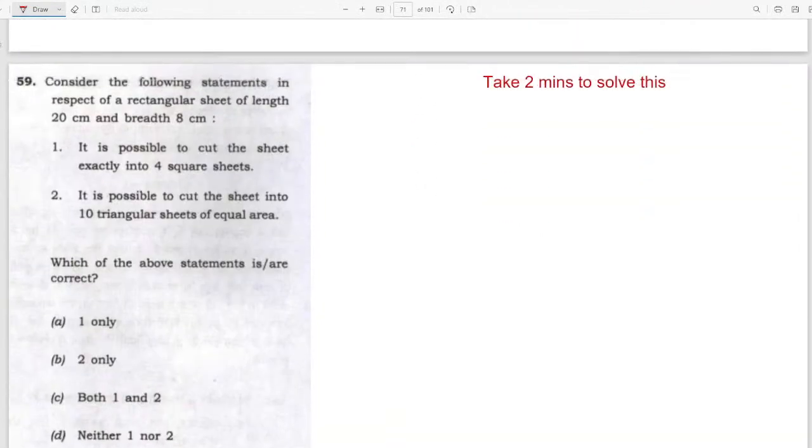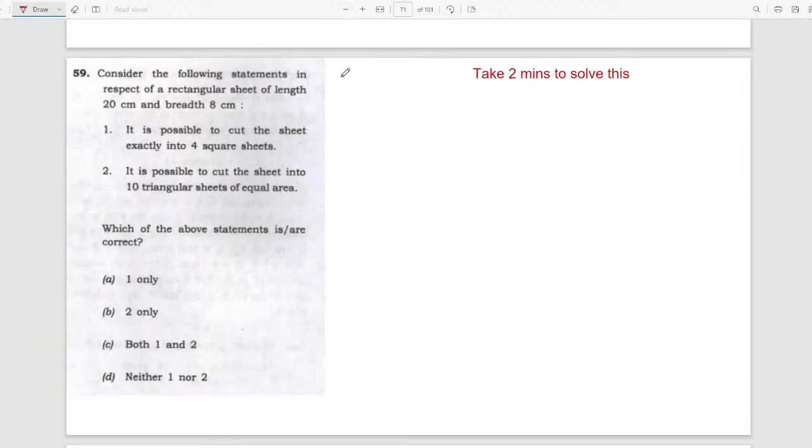Take 2 minutes to solve this question. It has 4 choices, options A to D. We'll see how to go about this question. They are saying, consider the following statements in respect of a rectangular sheet of length 20 centimeters and breadth 8 centimeters. One: it is possible to cut the sheet exactly into 4 square sheets. Two: it is possible to cut the sheet into 10 triangular sheets of equal area.